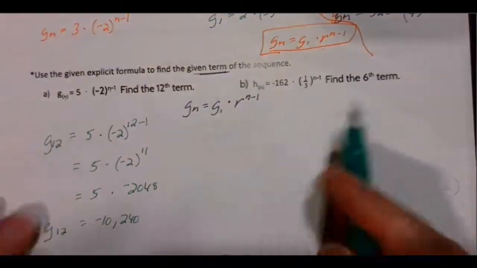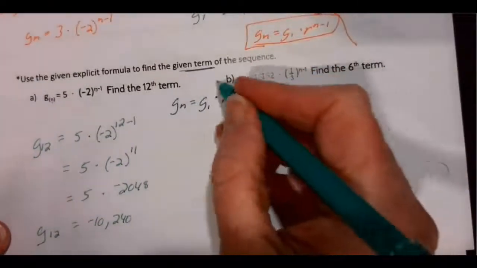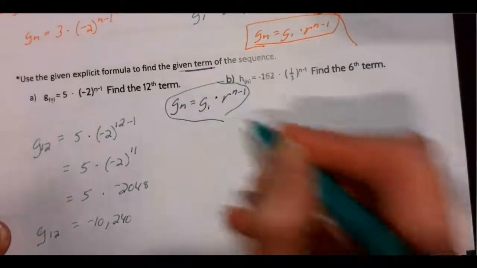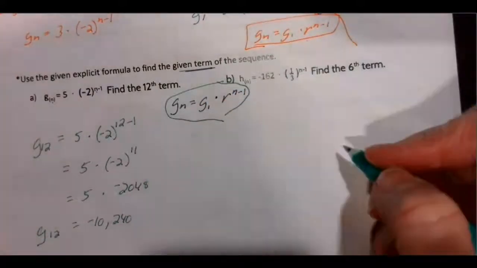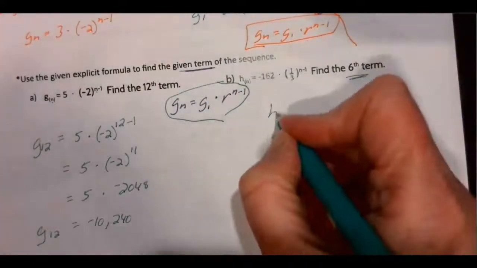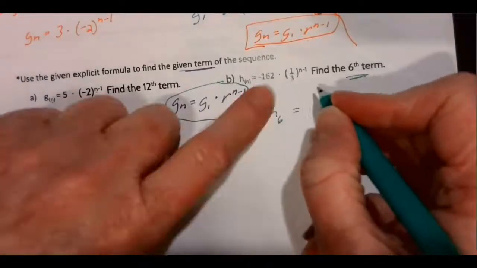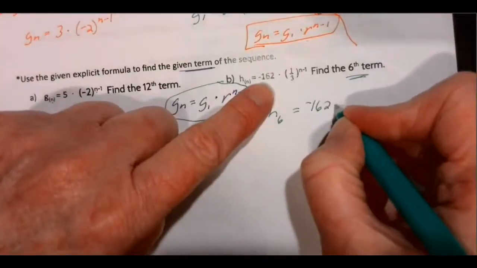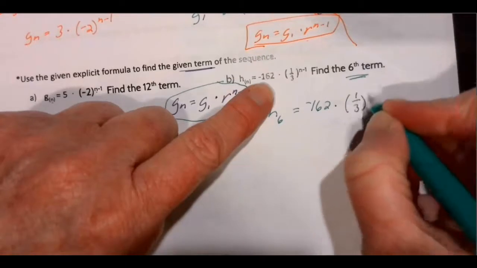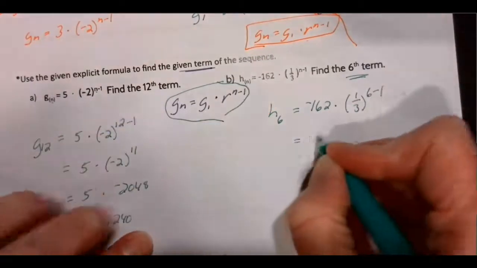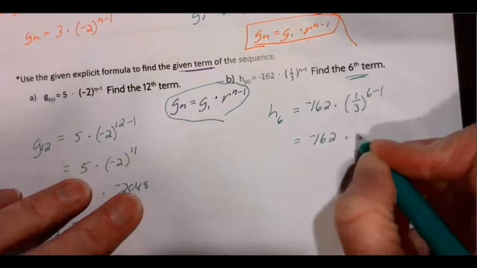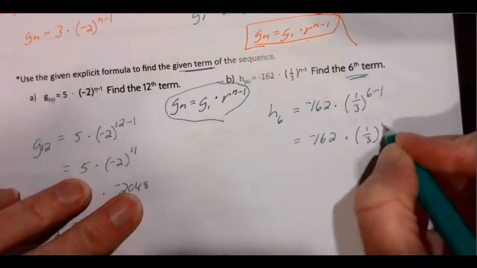Okay, let's do this one over here. This is kind of in the way. Wish somebody would have been paying attention. No, we didn't know that. Okay, so we want the 6th term. So we want h sub 6. We're going to plug that into our formula. Negative 162 times 1/3 to the 6 minus 1. Negative 162 times 1/3 to the 5th.